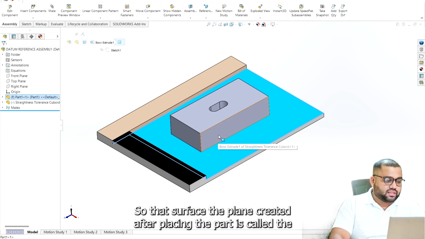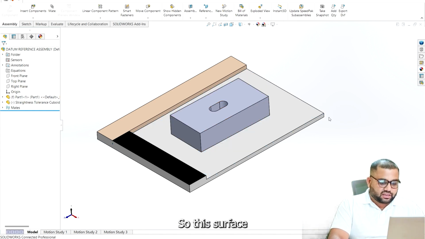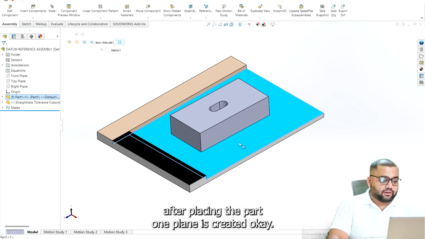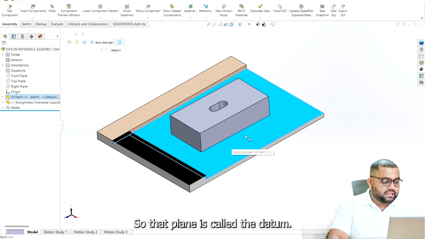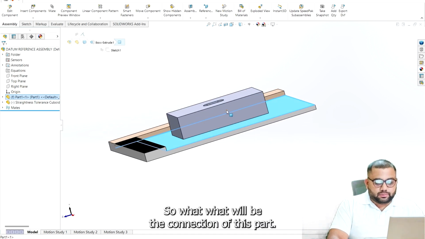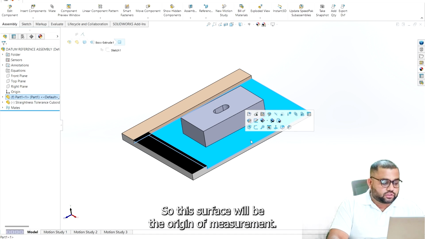The plane created after placing the part is called the simulated datum, or datum simulator. After placing the part, one plane is created, and that plane is called the simulated datum. So the primary surface is the origin of measurement, and this surface will be the origin of measurement.